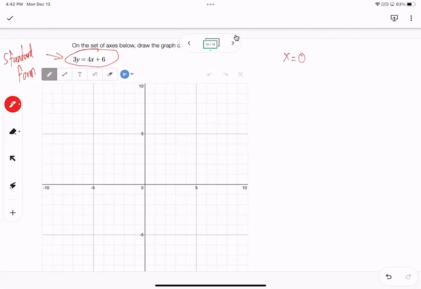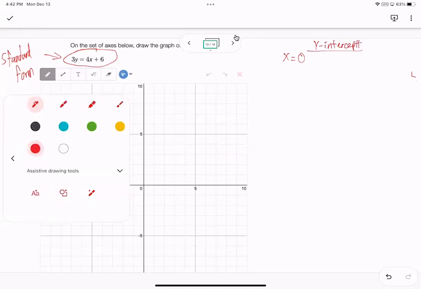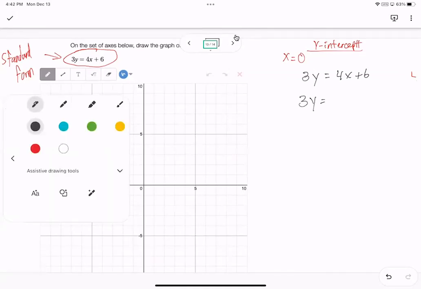So let's start with the y-intercept. At the y-intercept, x is equal to 0. I'm going to say y-intercept. At the y-intercept, the x is equal to 0. So we're going to plug into our equation. We have 3y equals 4x plus 6. And again, we're going to plug in x equals 0.